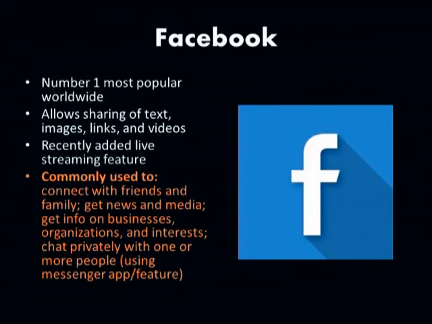It allows for the sharing of text, images, links, and videos. They have recently added a live streaming component. So if you have a Facebook account and you want to try live streaming, this is a way to do it. And what it's used for primarily is for socializing, to connect with friends and family. You know, a lot of us have far-flung relatives and friends. So you can keep people up to date on what's going on with you and vice versa.